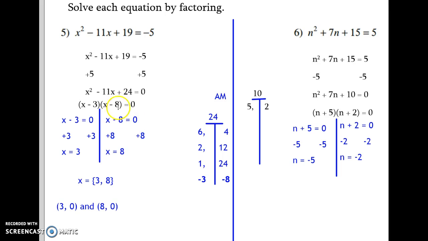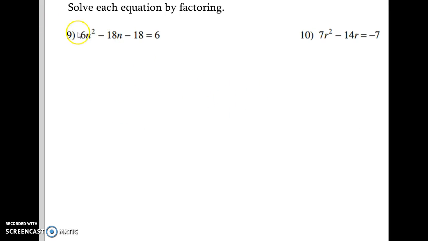So these ones were fairly easy to factor because we were able to use that AM method, but sometimes we won't be able to do that. For example, in this case, we can't use AM method because the coefficient of x squared, or in this case n squared, is not 1. We have a 6 in front of here. So there are a couple things we could do here, but the first thing we're going to do is try to solve it for 0. So we're going to try to move that 6 to the other side.